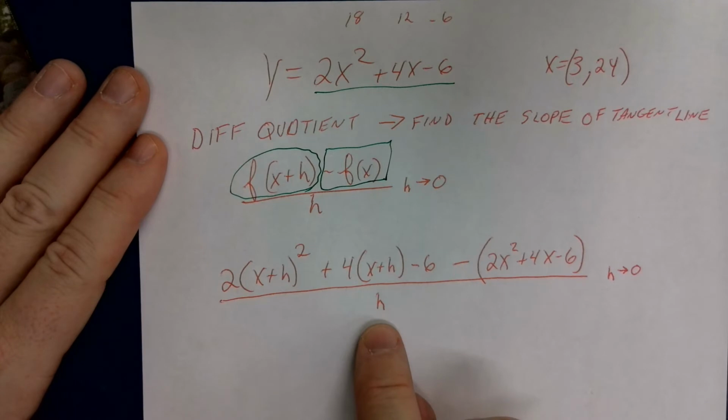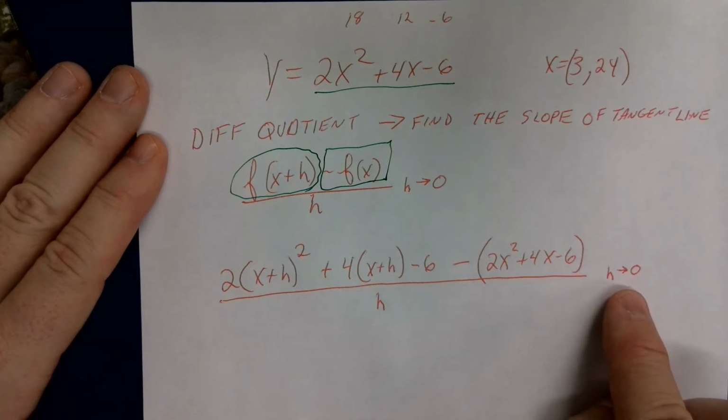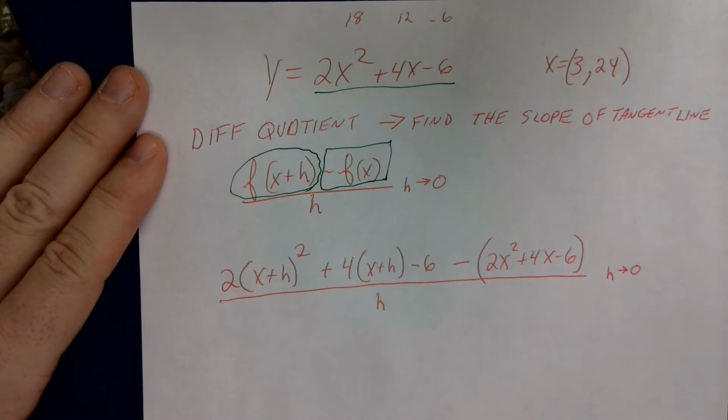Now if it was equal to 0, what would happen? This whole thing would be undefined, right? Because we can't have division by 0. So that's why we're going to make it as close as possible. Okay, so now I got to do a bunch of algebra stuff.